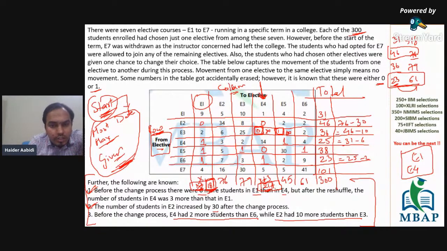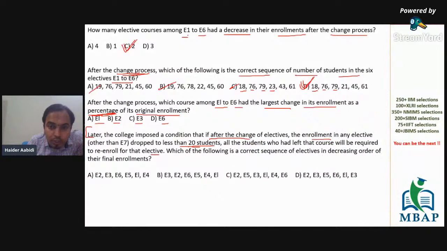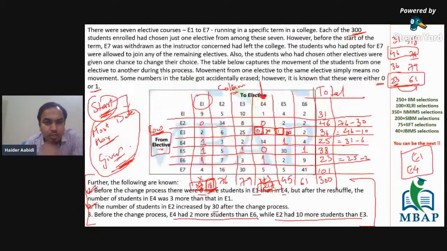Now what are we supposed to do with that? All the students who had left that course will be required to re-enroll for that elective. That means, who left this course? You see it column-wise. These 5 people went to E2, these 10 people went to E3, this 1 person went to E4, these 4 people went to E5, and these 2 people went to E6. Are you getting it?